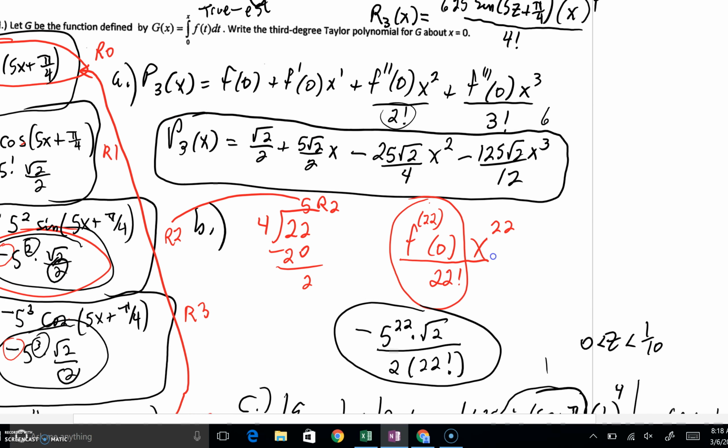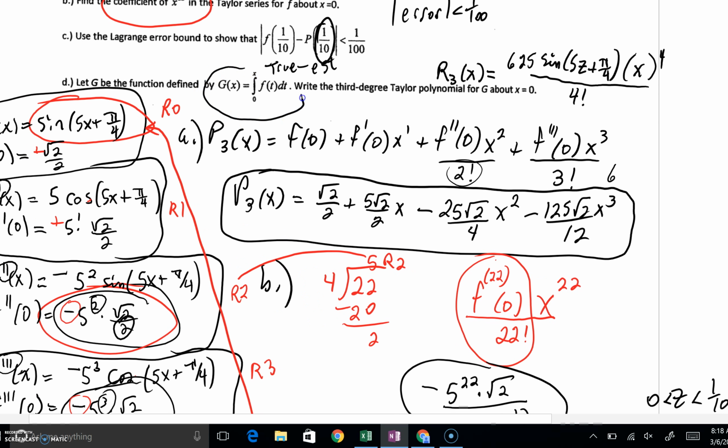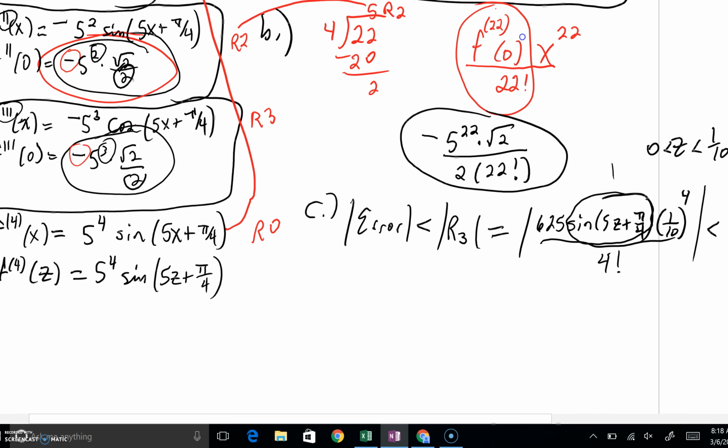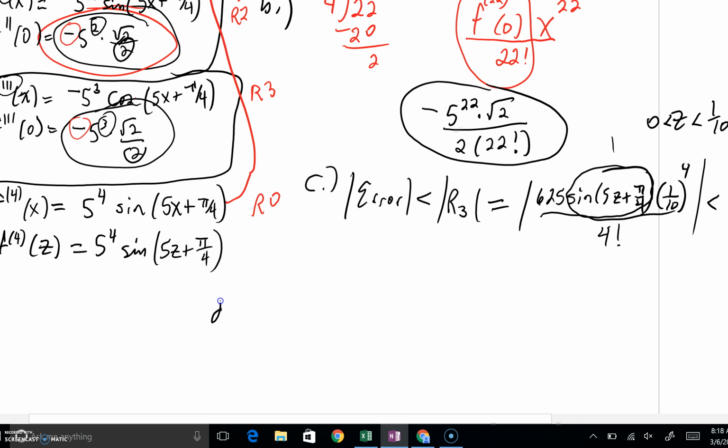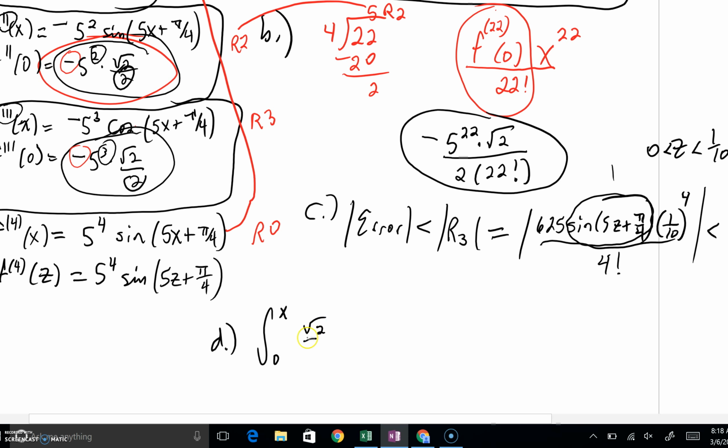As we go to part D, it says, let G be this integral from 0 to x of f of t. Write the 3rd degree Taylor polynomial for G about x equals 0. Well, for part D, I know we're going to go from 0 to x. For part A, you can see we wrote out a 3rd degree Taylor polynomial. And we're going to need some dummy variables in here.